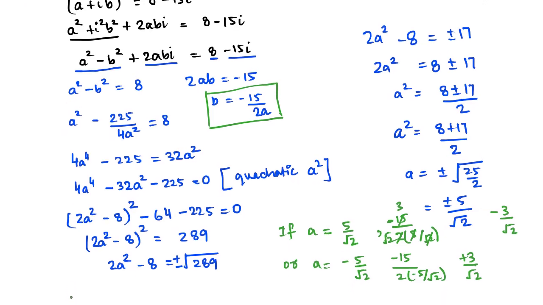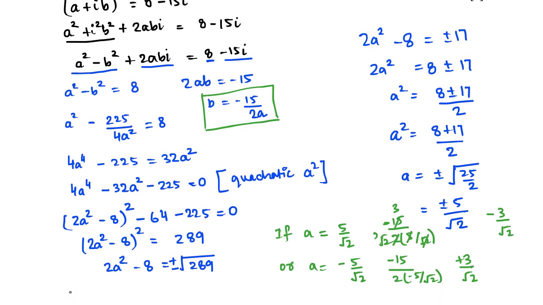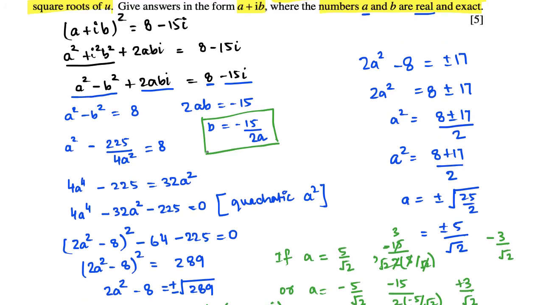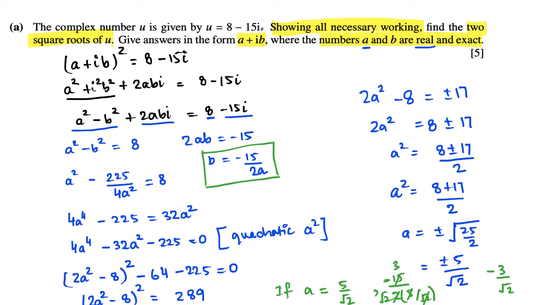The possible square roots will be in the form a + ib. If I take 1/√2 common, the possible values would be (1/√2)(5 − 3i) or (1/√2)(−5 + 3i). So these are the possible square roots of 8 − 5√... (the complex number in the question).